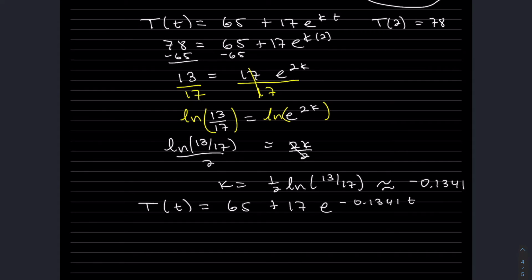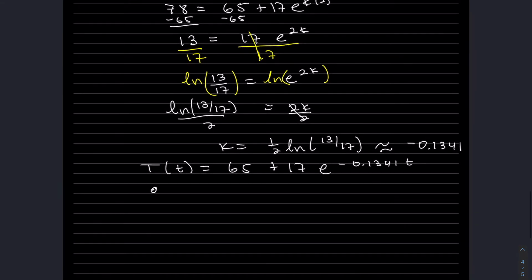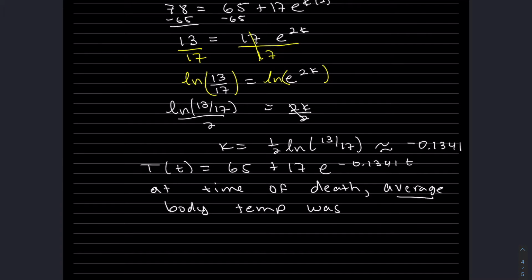Now we're ready to find the time. How would we do this? We want to know when the time of death was, right? At time of death, the average body temp was, this should be common knowledge, 98.6. So when T is equal to 98.6 degrees, find the time.